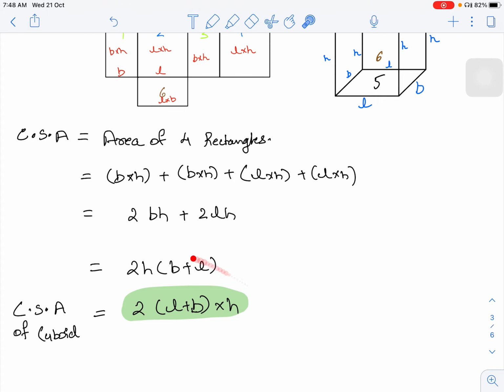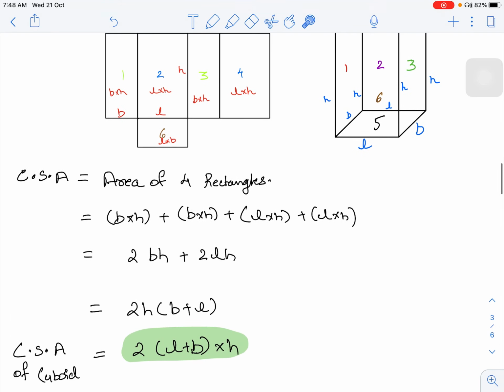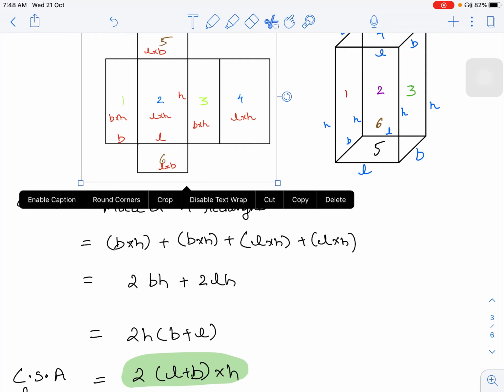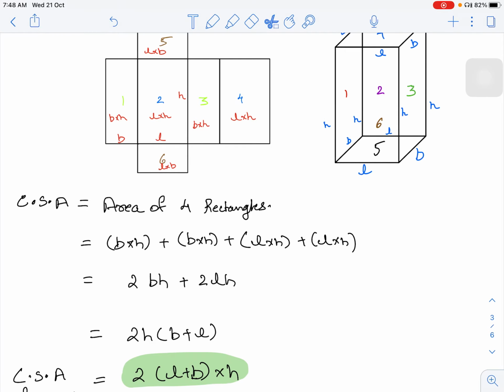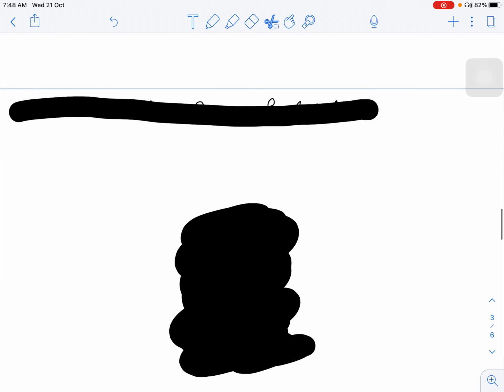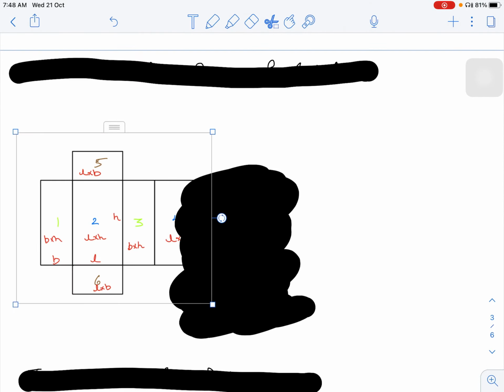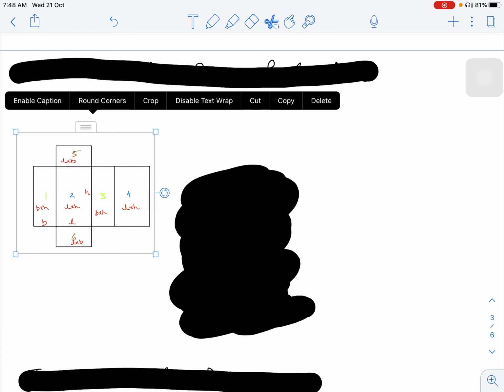We have generated a formula, so we are going to use this formula in future for solving some examples. Okay, hope now it must be clear to you how we got this formula. Now let us find its total surface area. Let us make some changes over here.